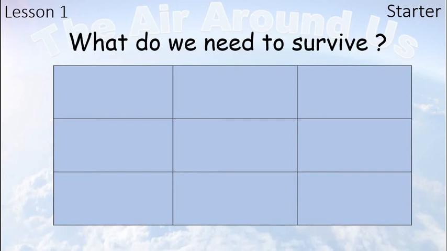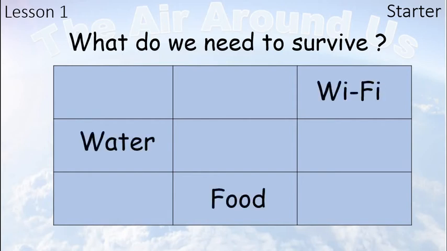Okay, lesson 1. Have a think about what we need to survive. There are some very simple basic things we need to survive. You need water, you need food, and because you're a lot of teenagers, you probably need Wi-Fi as well, or we cannot survive. What are some other things you need to survive? Pause the video now and have a think, see if you can fill out some more stuff in the boxes without which you cannot survive. Pause the video now.